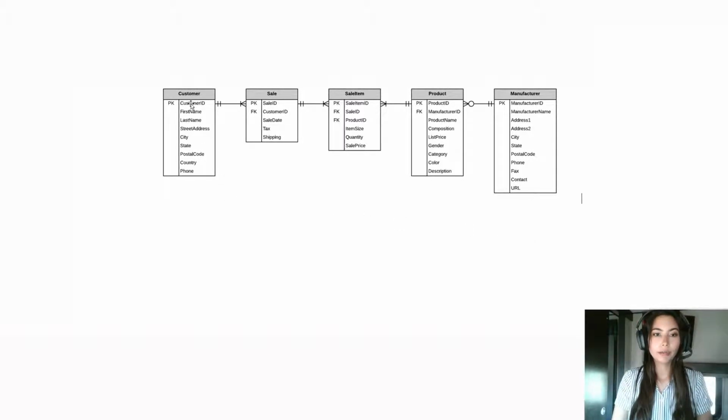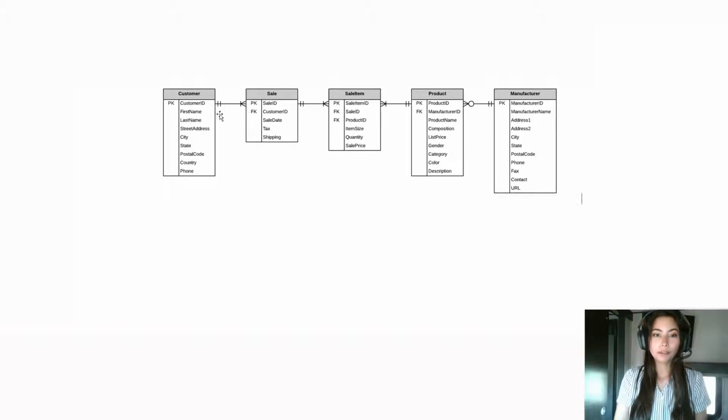So take, for example, customer. Notice this PK right here. That means primary key. And let's move on to our sale entity. Notice how it also has a PK. But notice how these two entities have unique primary keys. So PK means primary key. Can we guess what FK means? FK refers to foreign key.